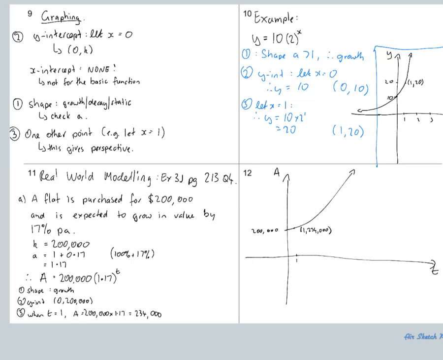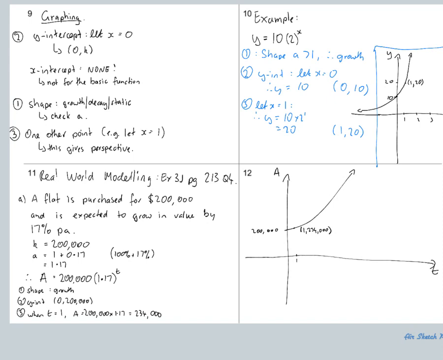So again, that extra point just gives me perspective. I know that after 1 unit of time, 1 year in this case, there's not going to be a lot of growth, and so that's how I can see that on my graph. Without that extra point, it's a bit difficult to work out exactly how much is happening.